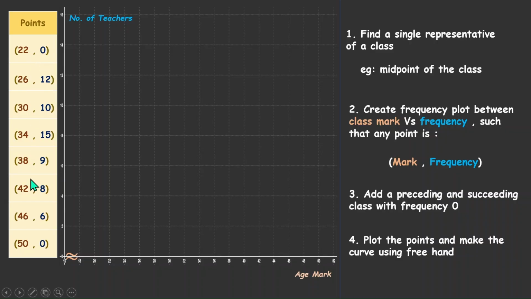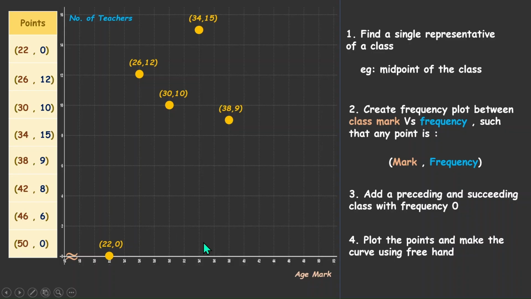So let's take the points one by one. So we have 22, 0, so that would be 22, 0, so it would be here. 26, 12, so that's 26, and that's 12, so it would be here. 30, 10, so that's 30, and 10, so it would be here. 34, 15, so that's 34, 15 would be here somewhere. 38, 9, so that's 38, and 9 would be here.